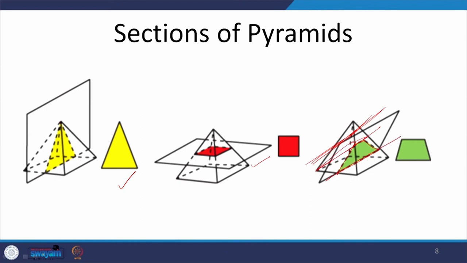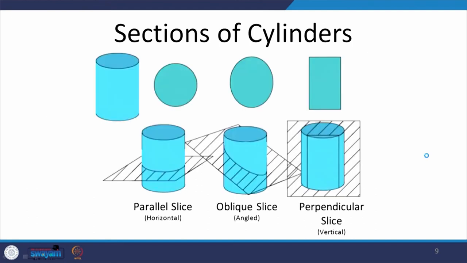We make it pass through this, 1, 2, 3, and 4, so we get a quadrilateral again. So depending upon where this plane is passing through and how many surfaces are being cut in a pyramid, we will get this. However, the shape of it will be distorted. How do you determine that? What is this angle? Where will you see it from? How will you draw the true shape of the section is something that we have to learn, and that is what we will learn in subsequent lectures, how to draw the orthographic projections.